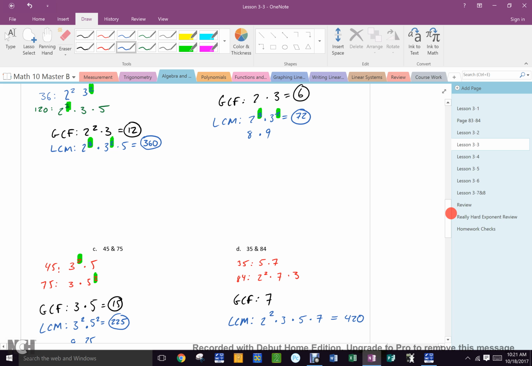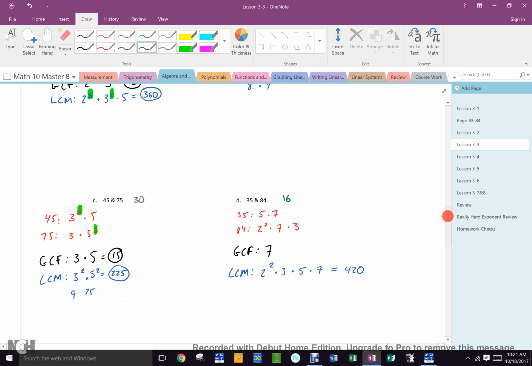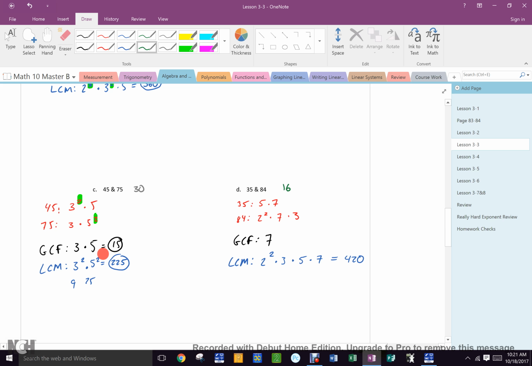All right. Now, what if there's a third number added? Does anything change? Of course not. I'm going to add 30 to that one, and I'm going to add 16 to that one. Does that change your GCF and your LCM? Of course it does. I have 45 and 75, so I'm just going to delete this to make room.